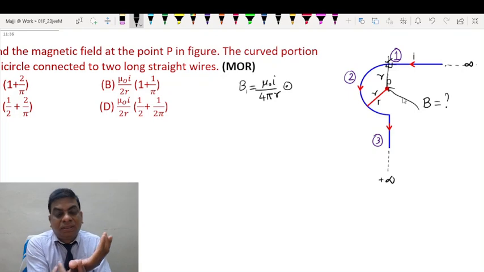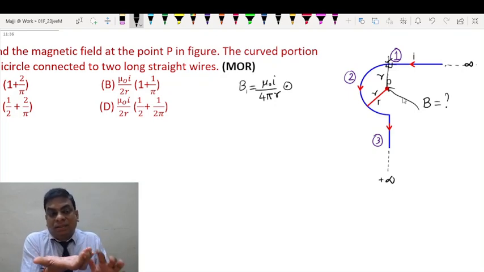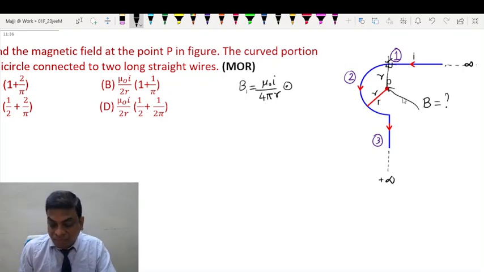Again I am repeating, students. Stretch your thumb in the direction of current. Take your fingertips, the remaining 4 fingertips, towards the point where you require the direction of magnetic field. Okay, and position your hand like this. So these fingertips will point in the direction of magnetic field here.